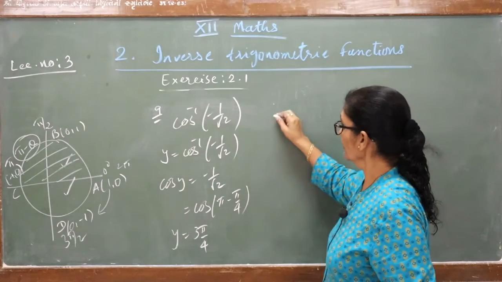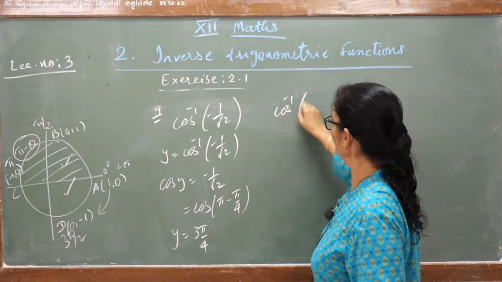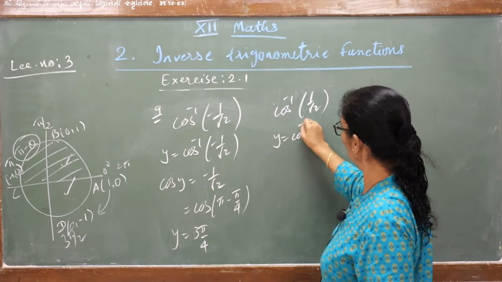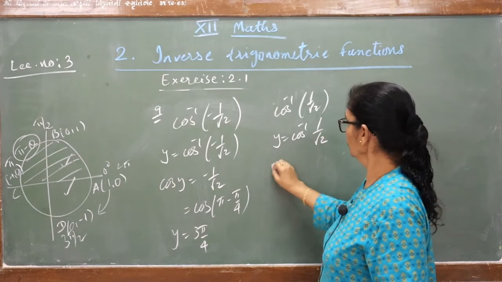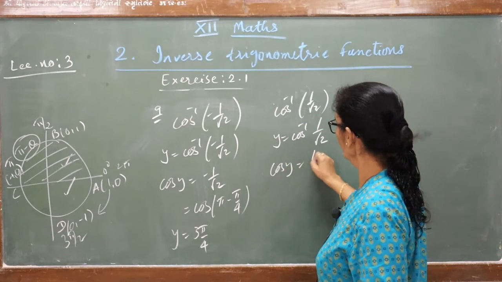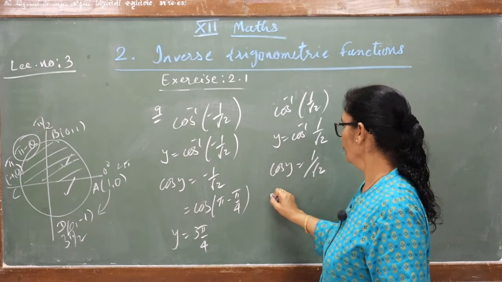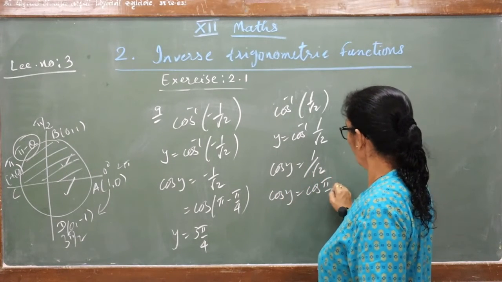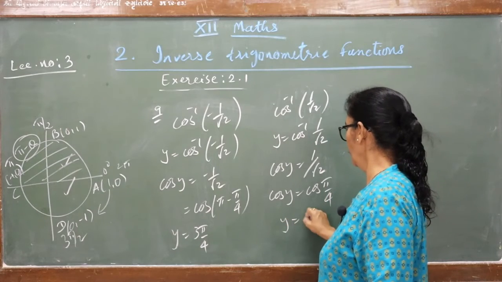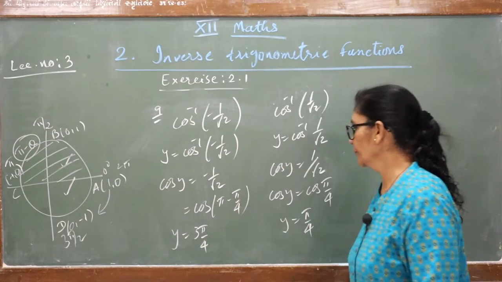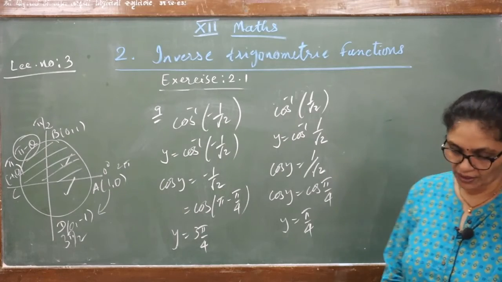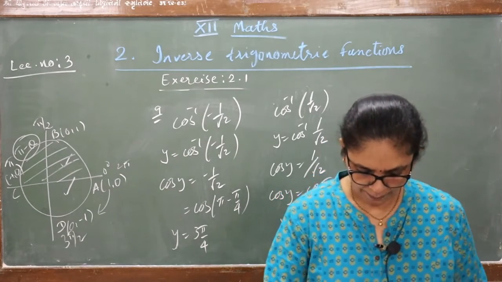The same thing, if it is given with plus sign, then we get only pi by 4. We can write y equal to cos inverse 1 by root 2, and cos y will be 1 by root 2 again. So we can write cos y equal to cos pi by 4, and the principal value for it will be pi by 4 only. So if minus sign it is 3 pi by 4, if plus sign then it is only pi by 4.